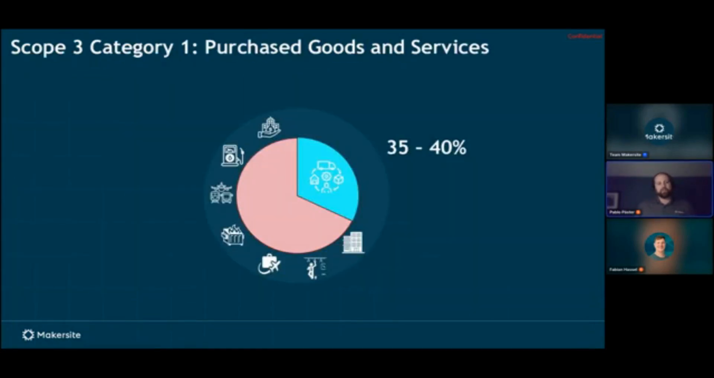Now, we're going to shift and focus on particularly category 1 within scope 3. This is purchased goods and services. Purchased goods and services often represents 35 to 40% of overall scope 3, particularly for manufacturing companies. So this makes it one of the most impactful areas for us to address.